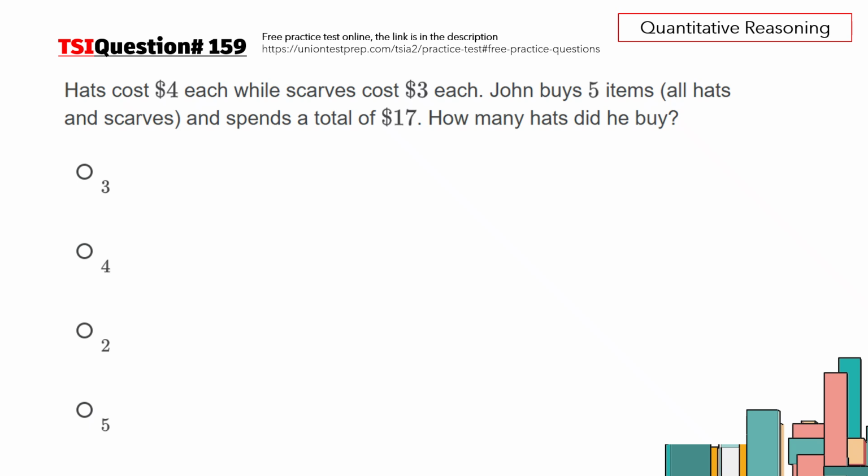Hats cost $4 each, while scarves cost $3 each. He bought 5 items, all hats and scarves, and spent a total of $17. How many hats did he buy? So let's call the number of hats H, and the number of scarves S. Then we have H plus S is 5.